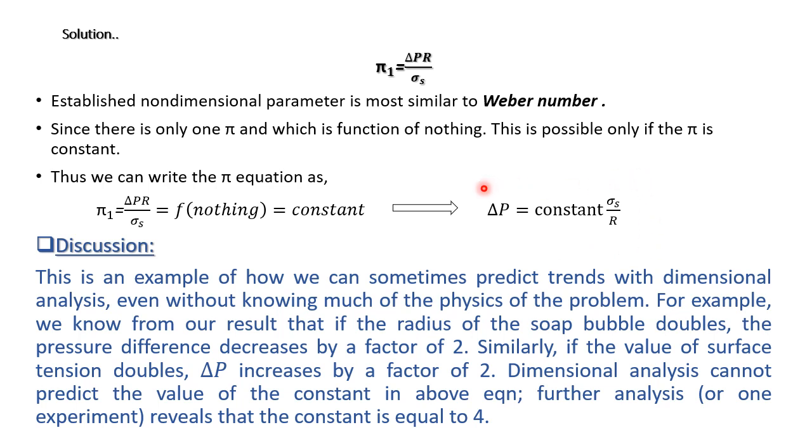If you go back to module 1, where we studied the pressure inside a soap bubble, we had got a similar expression, delta p is equal to 4 into sigma s by r. So in this case the constant is equal to 4. Delta p is equal to 4 sigma s by r.